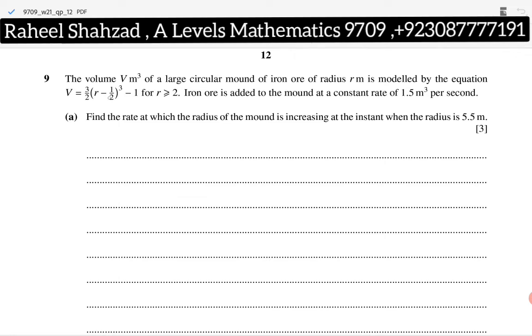Now in this question, this is a kind of related rate question. The volume of a large circular mound of iron ore of radius r is modeled by the equation V is equal to 3 divided by 2 into (r minus 1 by 2) cube minus 1, for r greater than or equal to 2. Iron ore is added at a constant rate, so dV by dt is given as 1.5 meter cube per second. Find the rate at which the radius of the mound is increasing. So we need to find dr by dt.